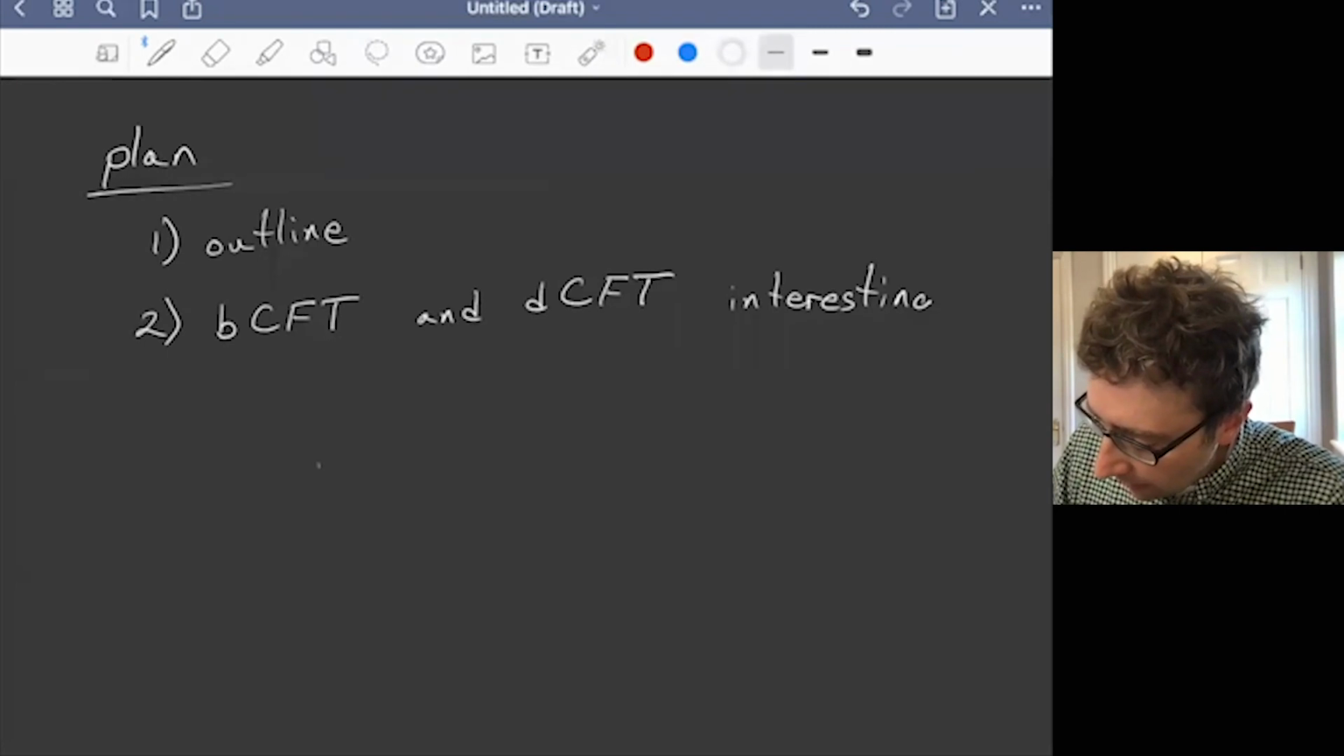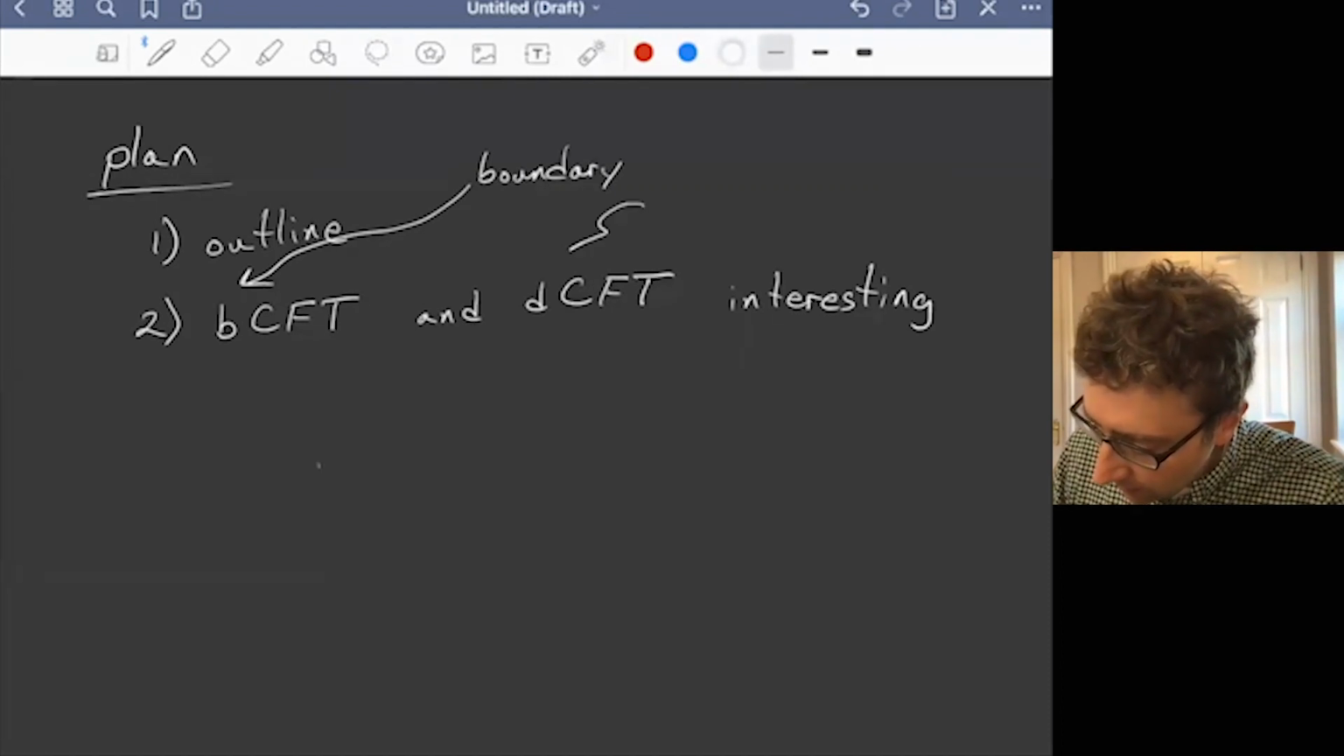And I'll use these acronyms as we go forward. So the B there is for boundary, and the D is for defect.